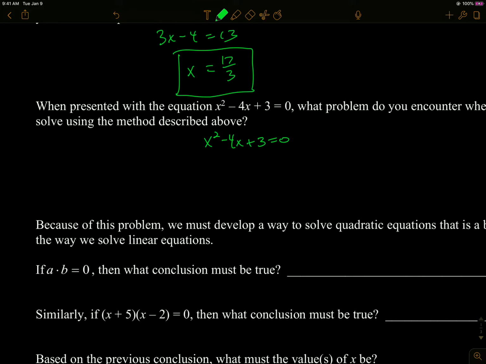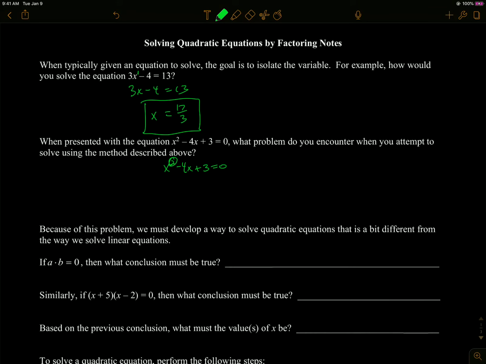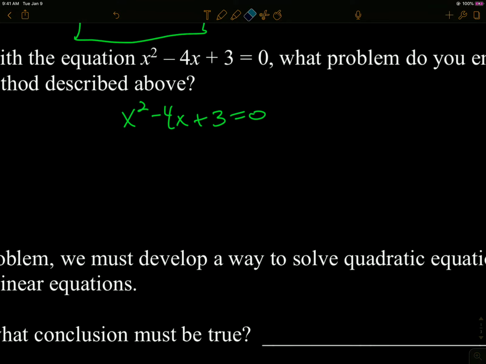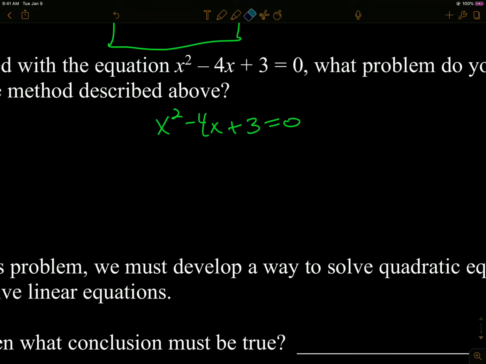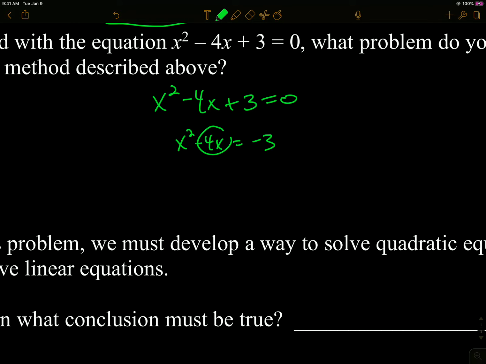Something like this. So we have this equation. Now it's a quadratic equation. So what happens is if we try to isolate the variable or get x by itself, we subtract 3 off both sides. But now we're stuck because we have an x term and an x squared term. I'm going to start naming these terms. That's the quadratic term because it's the squared. That's the linear term. And that term we call the constant term.